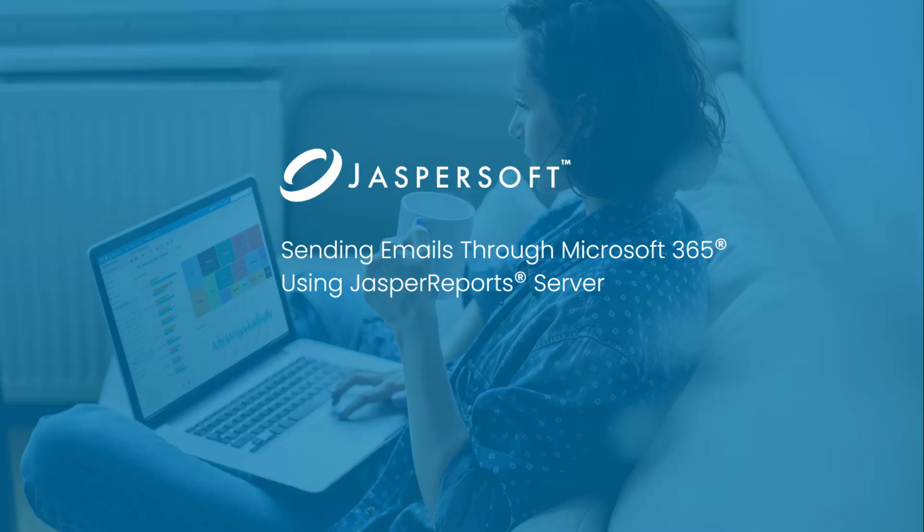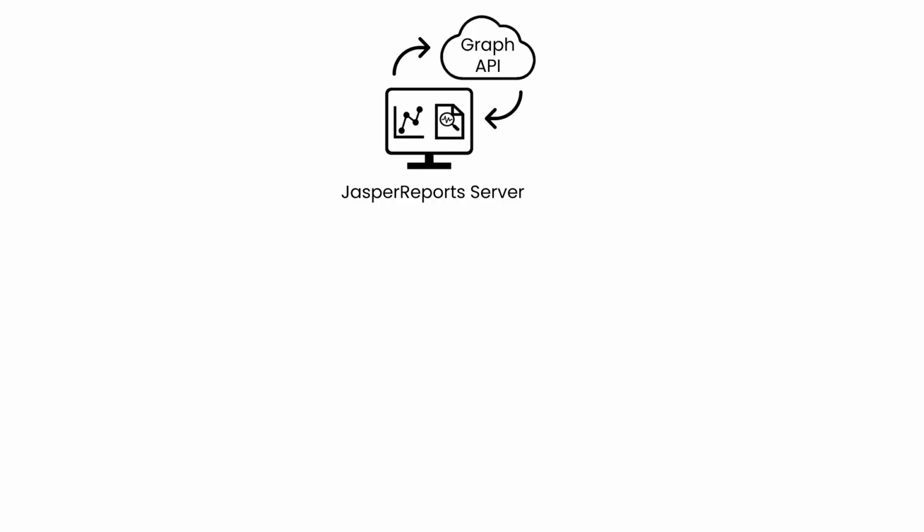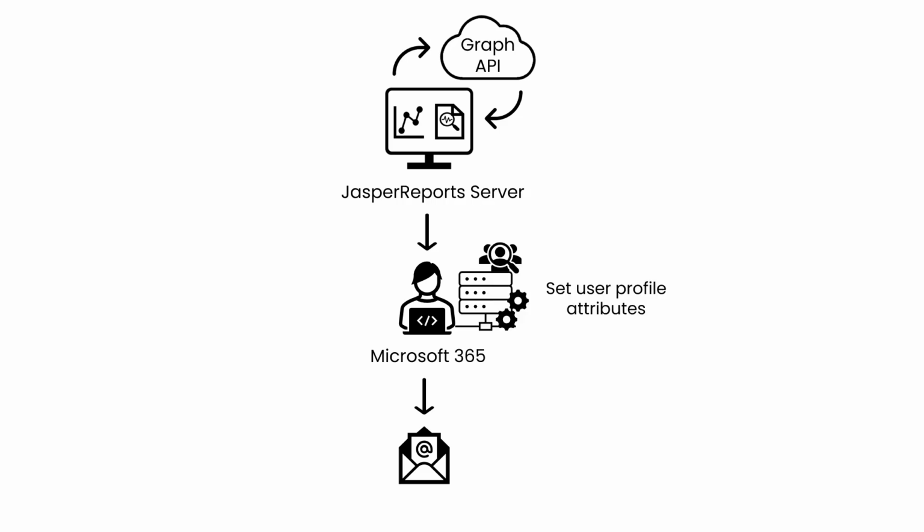Hi, and welcome to our latest update on JasperReports Server, now featuring enhanced scheduler capabilities with Microsoft Graph API authentication for sending emails through Microsoft 365. Authorized with Graph API, you can use this server to receive emails of scheduled jobs and alerts of a report through Microsoft 365. Additionally, you can set the properties of the mail server configuration using profile attributes.